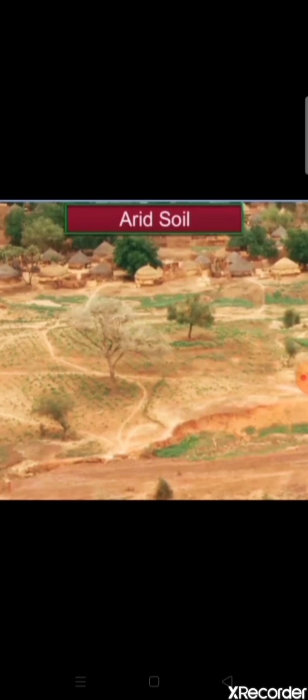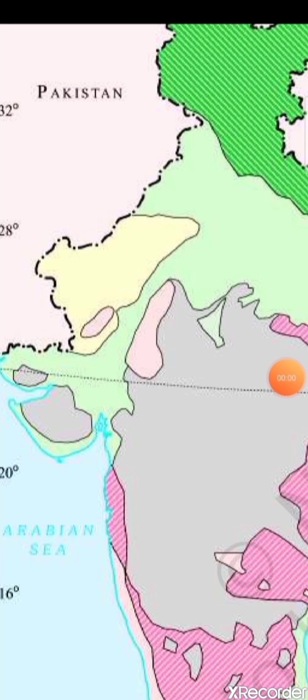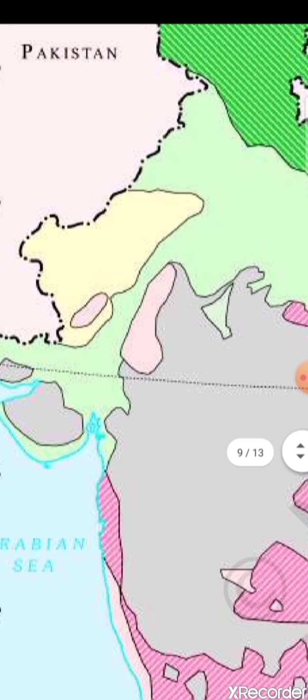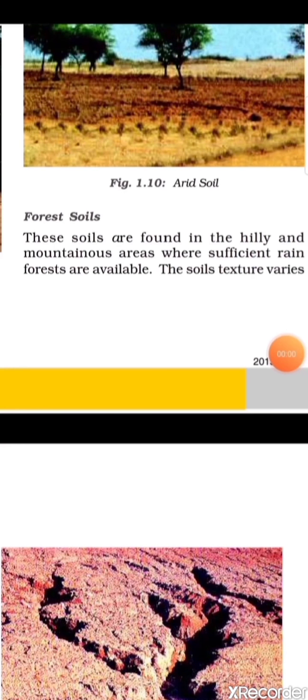In the lower horizon of the soil, it is occupied by kankar because of the increasing calcium content downward. Arid soil is mainly found in parts of western Rajasthan, Haryana, and Punjab, and it extends up to Rann of Kutch in Gujarat. Moving forward to the next soil, that is forest soil, and these soils are found in the hilly and the mountainous areas where sufficient rainforests are available.